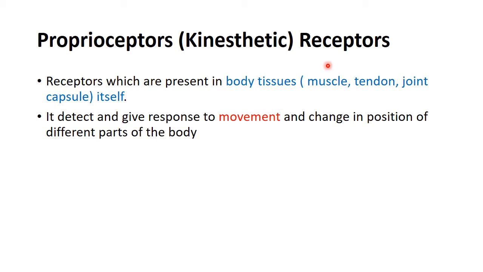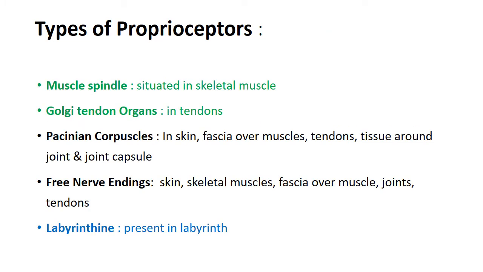And kinesthetic response, because they are present in the body tissue and they are responsible for movements. The body tissues where they are present are muscle, tendon, and joint capsule itself. There are 5 types of proprioceptors: muscle spindles, Golgi tendon organs, Pacinian corpuscles, free nerve endings, and labyrinthine receptors. In this lecture, we will learn only about the muscle spindles and the Golgi tendon organs. Muscle spindles are present in the skeletal muscles, and the tendon organs are present in the tendon of the skeletal muscles.